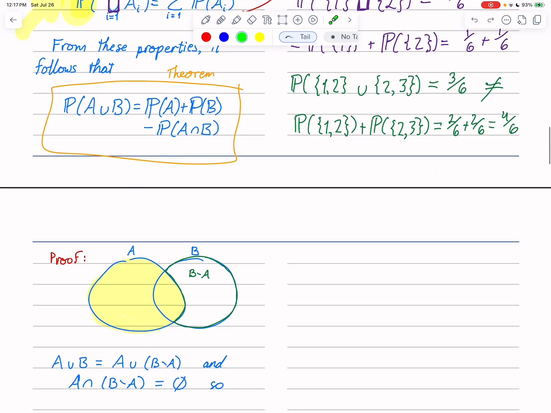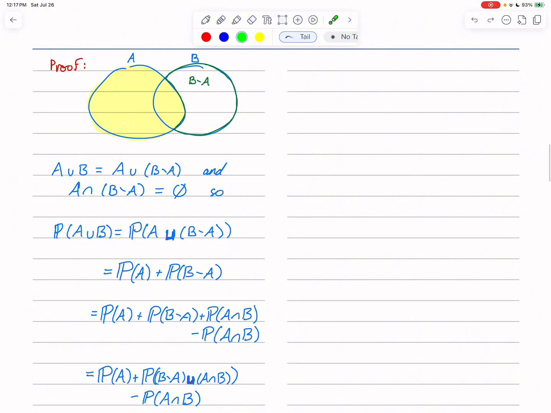It applies only to a disjoint union, so we can't use it directly. But if you think about the set A union B and how we might rearrange things so that axiom 3 can be used, well, we want to take A union B, I guess I should highlight it like this. This is A union B, and maybe try to decompose it into disjoint components so that axiom 3 could be used.